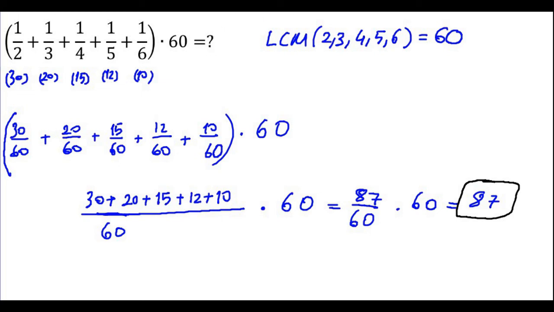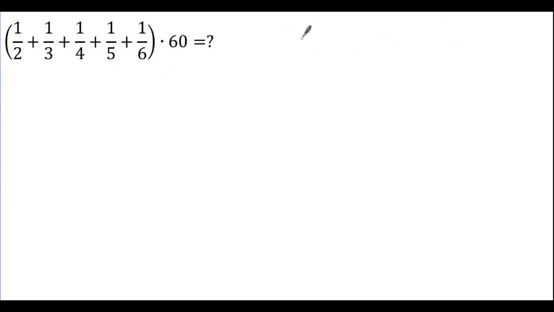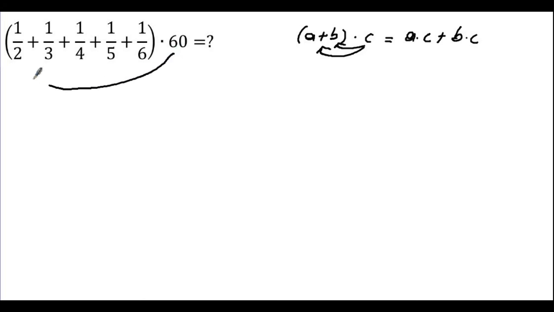So let me use the second way to solve this example. So you already know that we can actually distribute this C over A and over B. So we will get here A times C plus B times C. So now we can distribute this 60 over these numbers. So we are going to multiply 60 by 1 over 2, and then multiply 60 by 1 over 3, and then multiply 60 by 1 over 4, and multiply 60 by 1 over 5, and multiply 60 by 1 over 6.